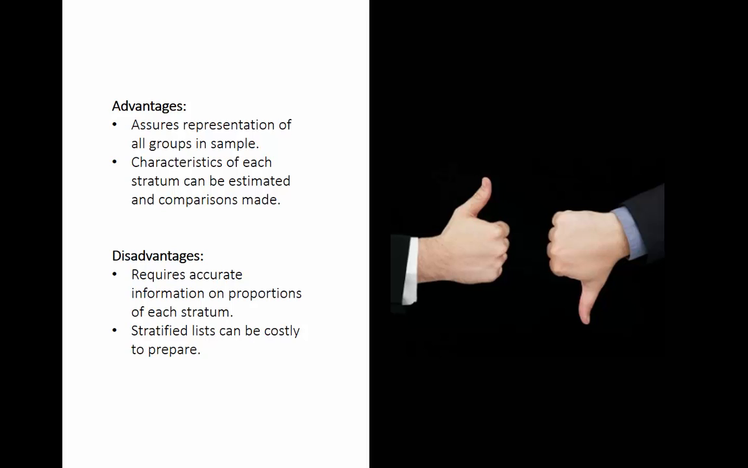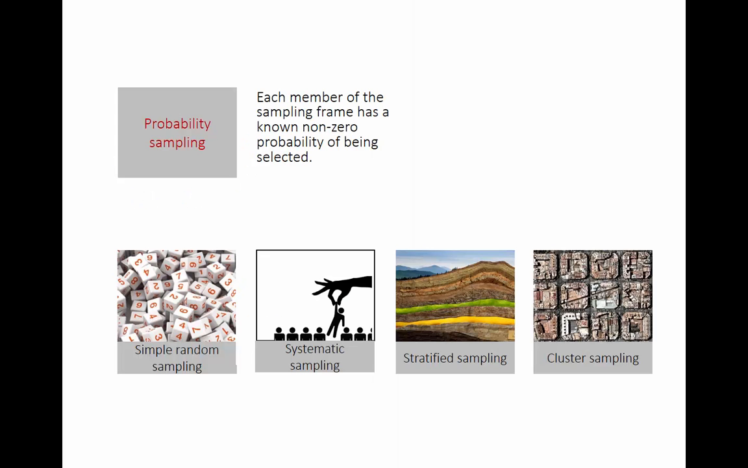And disadvantages are that you need to have information about the proportions of these strata to begin with. And this can be costly. Yeah? Census data collection is really costly. That's sort of why it only happens every 5 or 10 years sometimes, and then that information is being used for the next 10 years as a base to think about what the proportions here are. Okay, so that's probability stratified sampling.